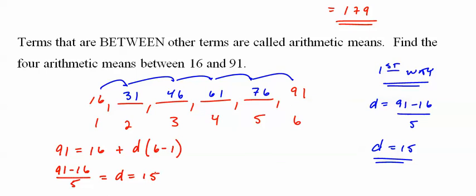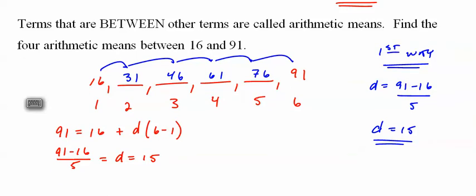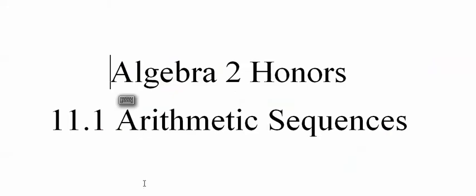Called the arithmetic means. Means an average. If you take 16 plus 46 divided by 2, you'd get the average being 31. That's it. Happy mathing.